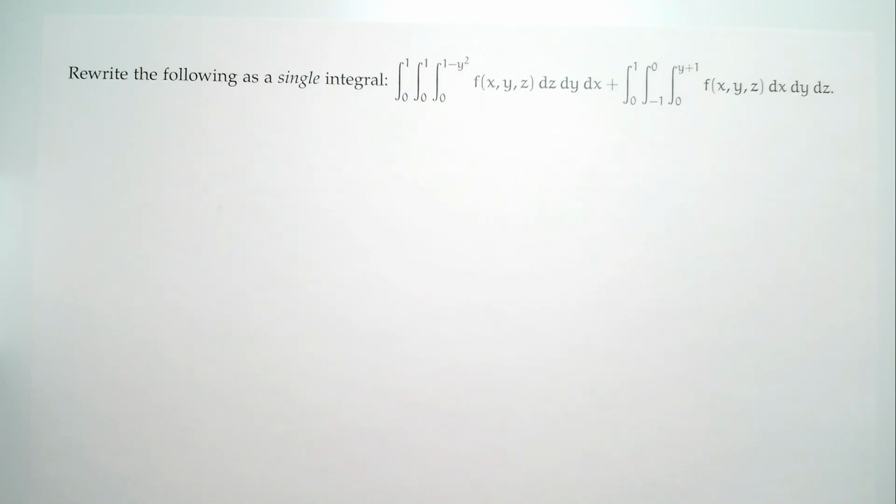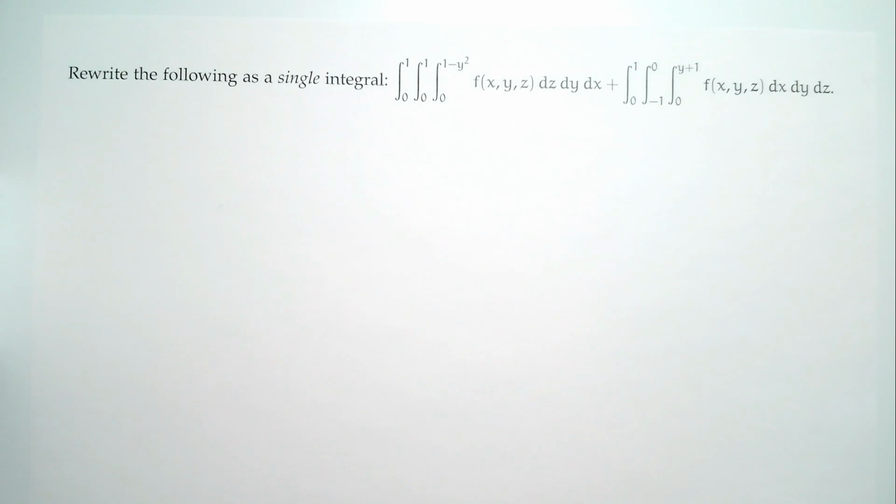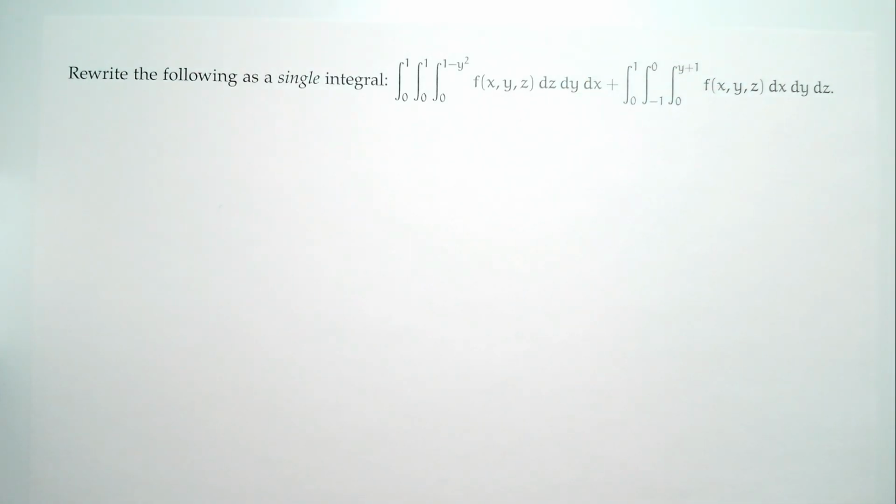And we'll start with a problem about setting up integrals. It says, rewrite the following as a single integral. Right now it's the sum of two integrals, and so it says, let's put it together. So what do we have?